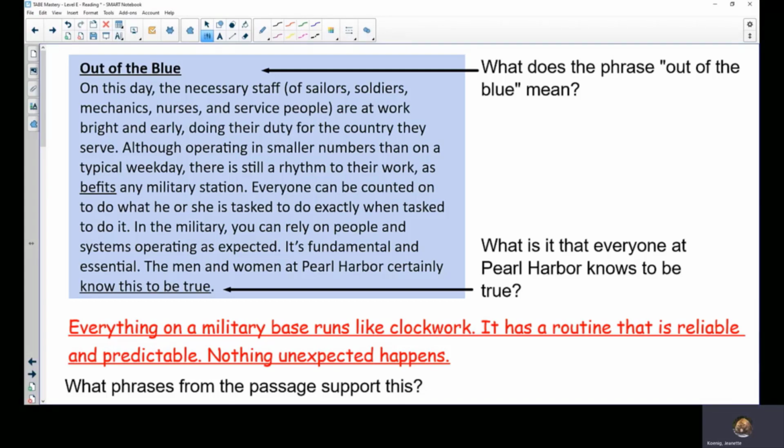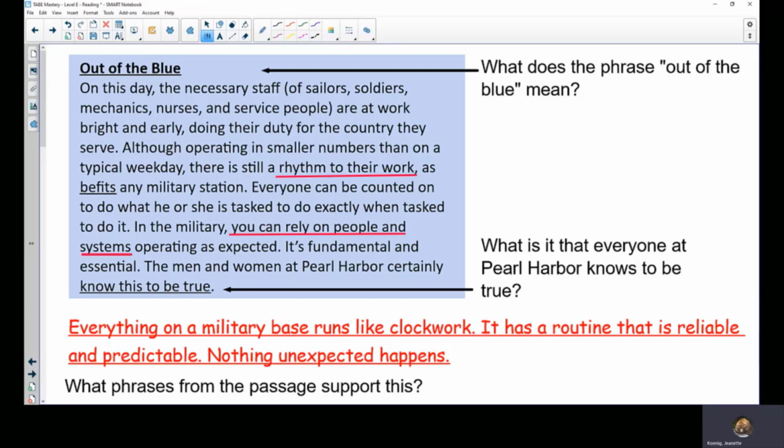Okay, another question. So everything runs the way it's supposed to. What phrases from the passage support this? Can you find details? Well, I think just the thing you underlined, you can rely on people and systems. Okay. Are there any other details in the passage that help make that point? Well, the rhythm is something that happens regularly. So there's a rhythm to their work. Good. Anything else?